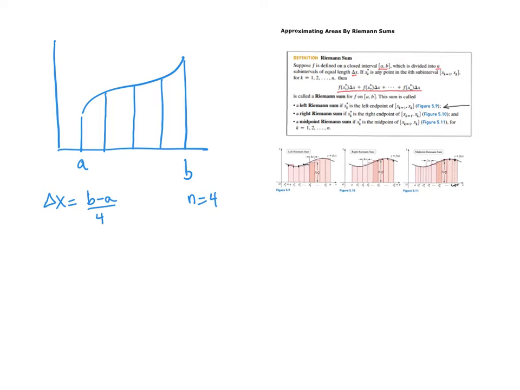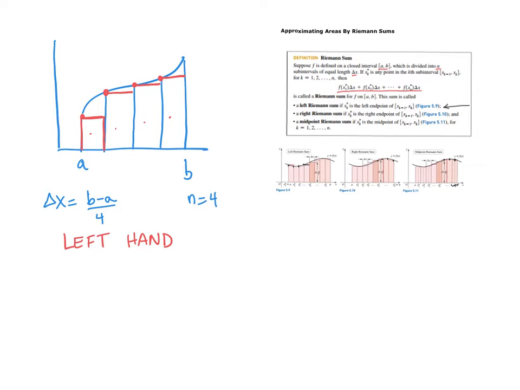Now if we're doing a left-hand Riemann sum, then the left corner of each rectangle is going to be the height of the rectangle that we're going to use. So we're going to find these 4 areas and add them up.